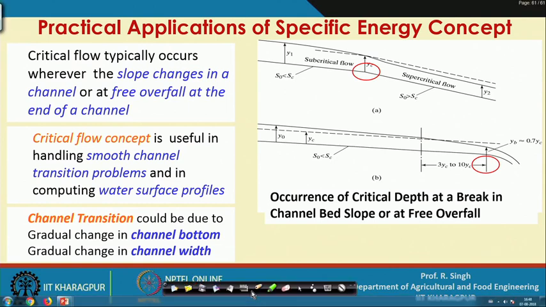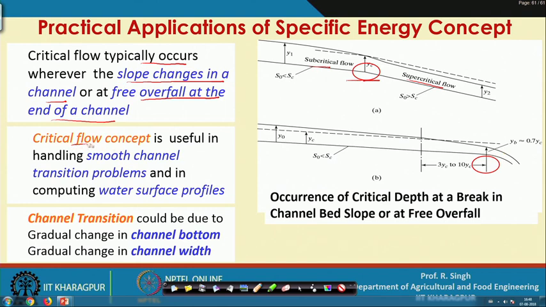Similarly, critical flow typically occurs whenever there is a slope change in a channel. Wherever the slope changes, the flow changes from subcritical to supercritical, or otherwise. Because of that there will be critical flow. Or if there is a free overfall at the end of a channel, so if a long channel is there and suddenly there is a free overfall, then at the end of the channel there will be critical flow.